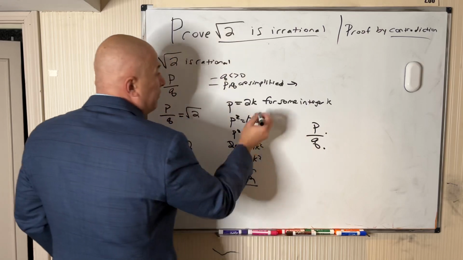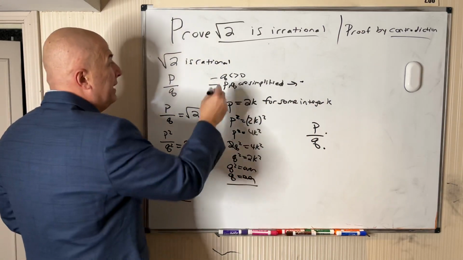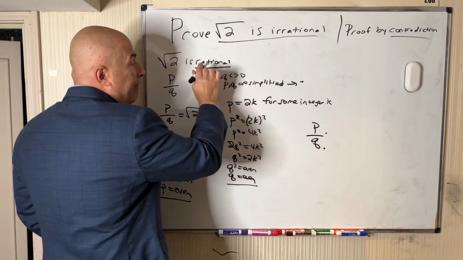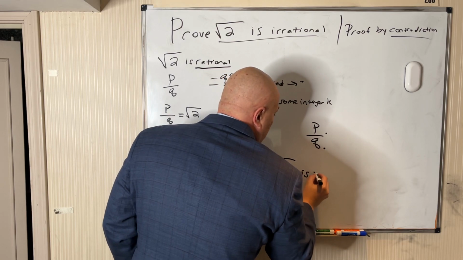Because they're not simplified, we've just violated the definition of the rational numbers, which means this cannot be true. And if this cannot be true, we've just proven that radical 2 is irrational.